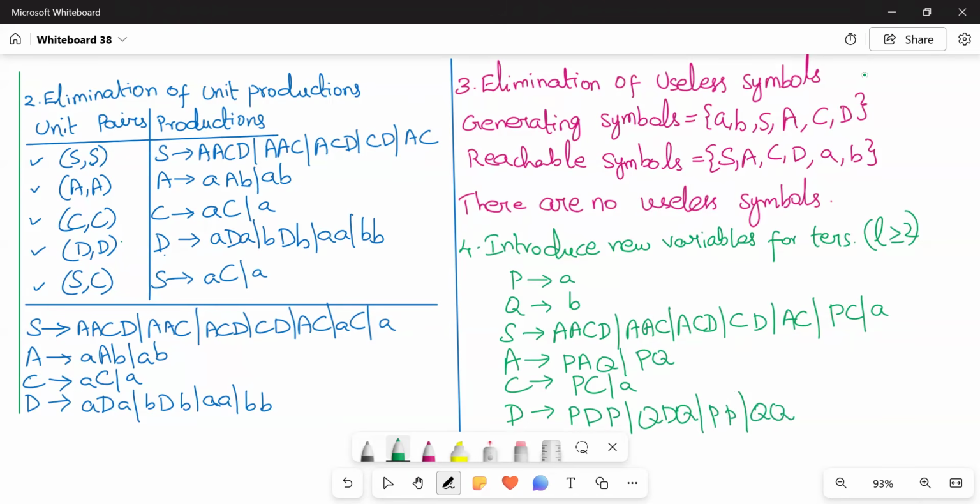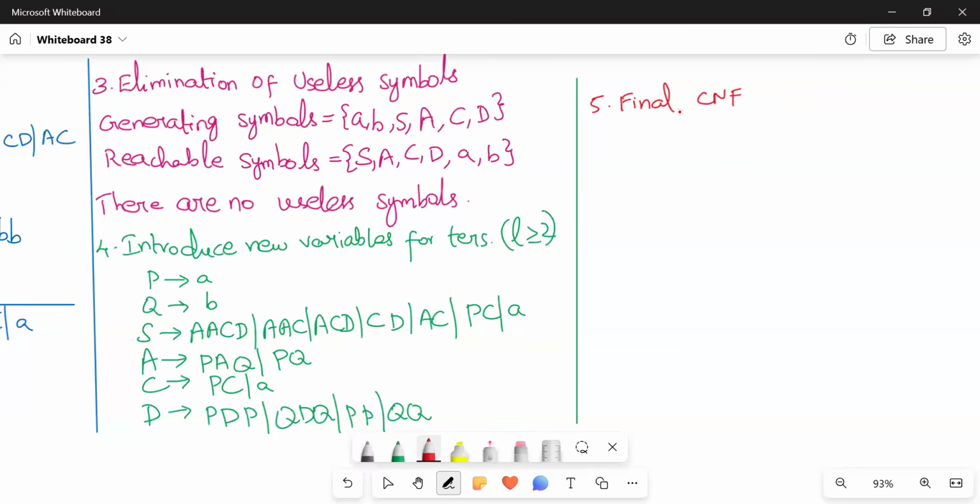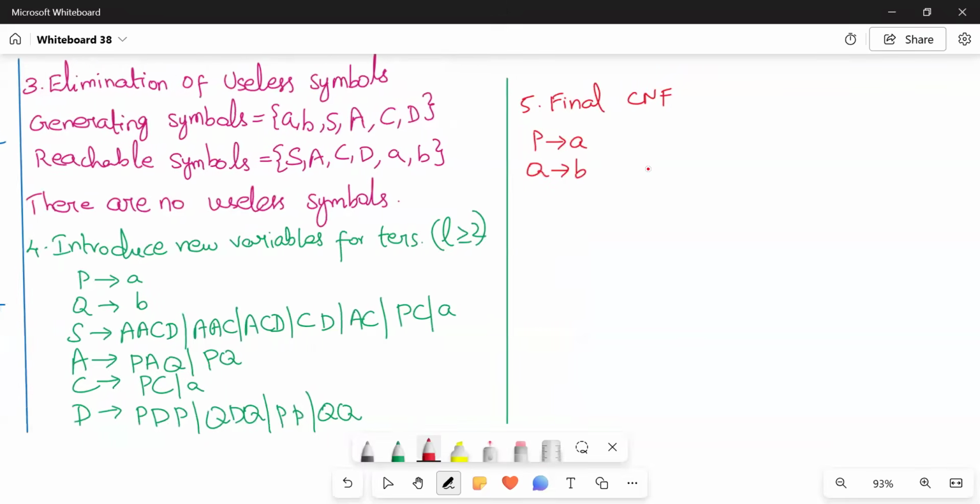Then we have to do the fifth step. So the final CNF will be: we have to break the bodies of length 3 or more into 2 by introducing cascade symbols, k minus 2 cascade symbols. There is no change with the first 2 productions. So write P tends to A and Q tends to B as it is.